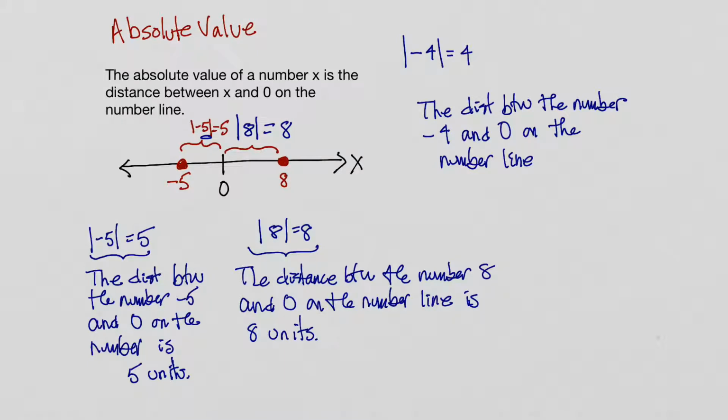Okay, so let's see if we got the same thing here. I'm going to read the left side. The left side says that the distance between the number, the one I see inside, negative 4, and 0, that's our base, on the number line, so here's the left side, the distance between the number negative 4 and 0 on the number line is, right there's the equal sign, 4 units. We get the same thing?